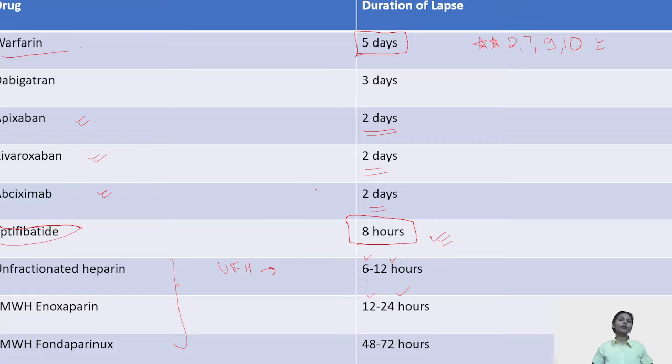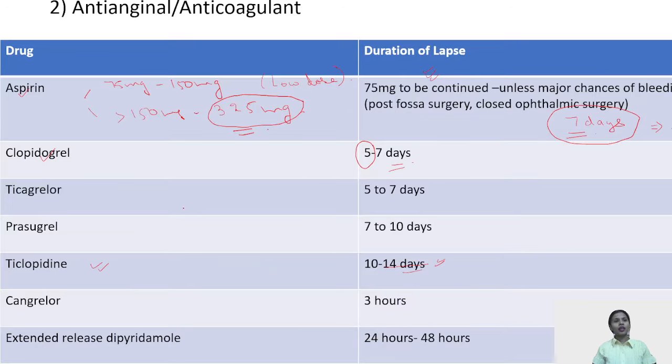Now when we are talking about the anti-anginal drugs, the other thing that comes to mind is the interaction of these drugs with other antiplatelet drugs. See, when we are talking about aspirin, one interaction that you all have to remember is the interaction of aspirin with NSAIDs.